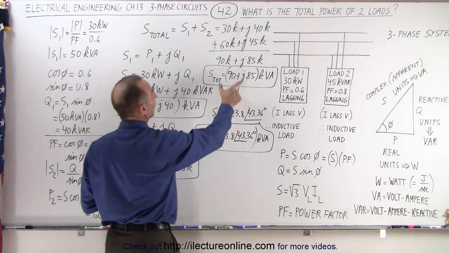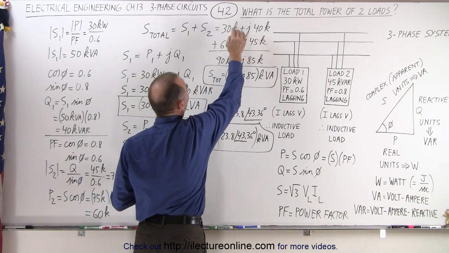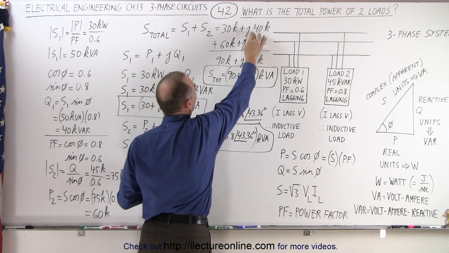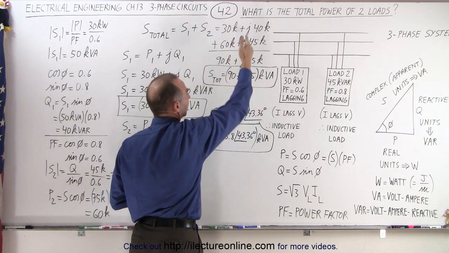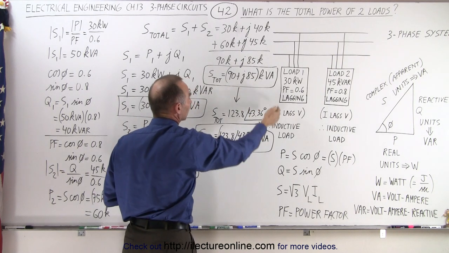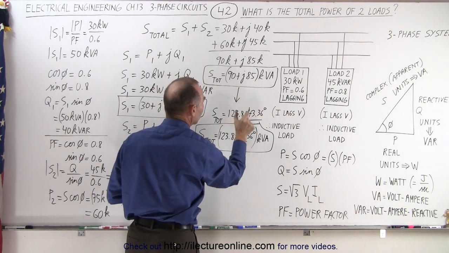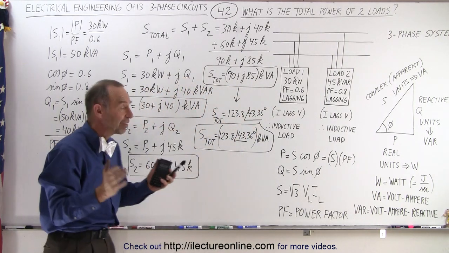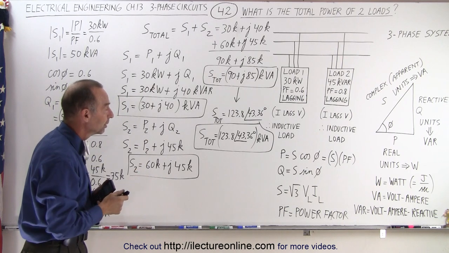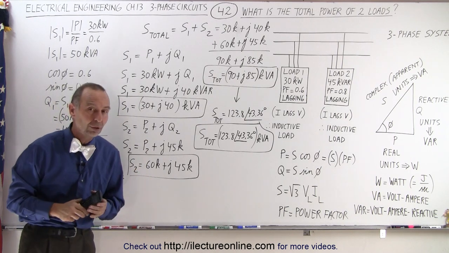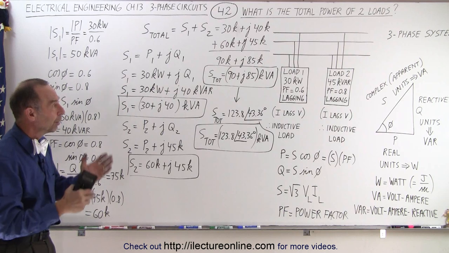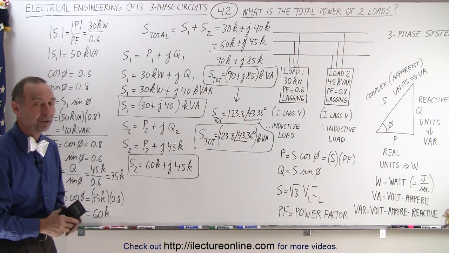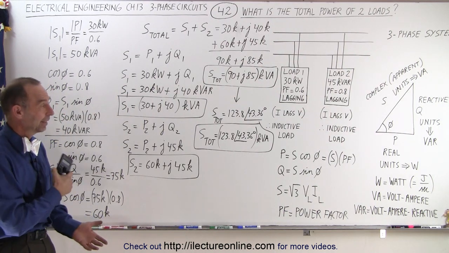Notice that we do have to find everything in terms of the real and imaginary parts, the real power and the reactive power. We add the real power together, we add the reactive power together, and then we convert it to magnitude and phase angle. Notice that the phase angle is a combination of the two. That's how we find the total complex or apparent power of two loads connected to a three-phase system. And that is how it's done.